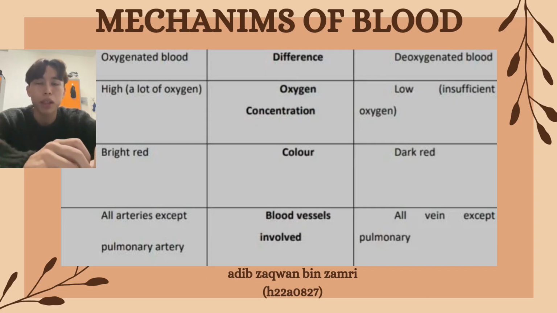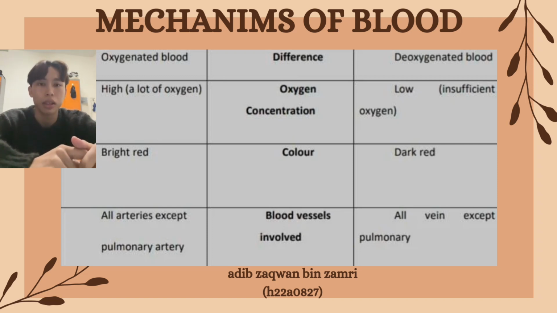There are two types of blood, which are oxygenated blood and deoxygenated blood. So the difference between them, firstly, is oxygen concentration. The oxygenated blood has a lot of oxygen. Then the deoxygenated blood has low, insufficient oxygen. Secondly, color. The color of oxygenated blood is bright red.